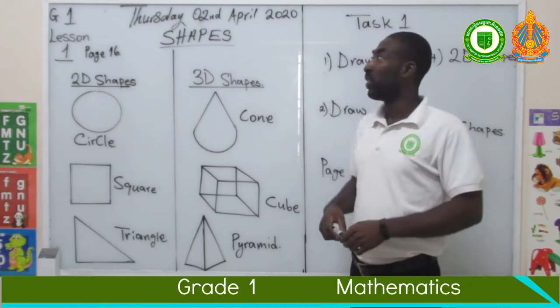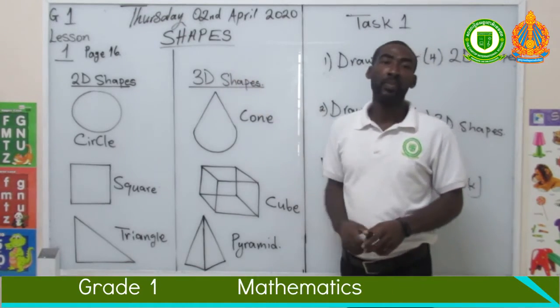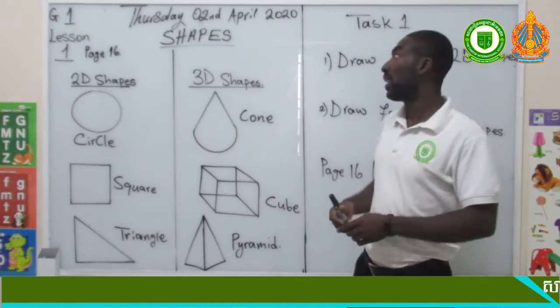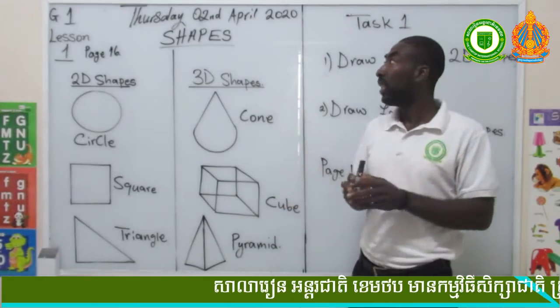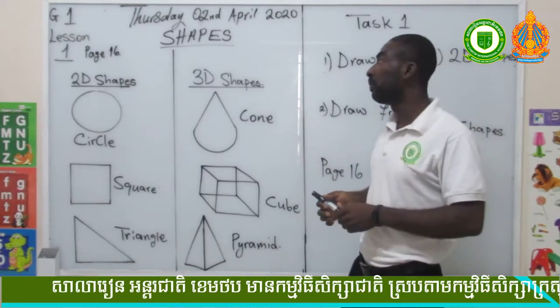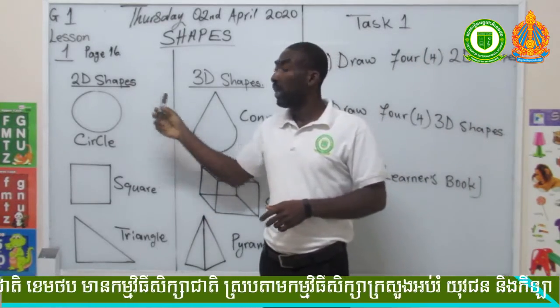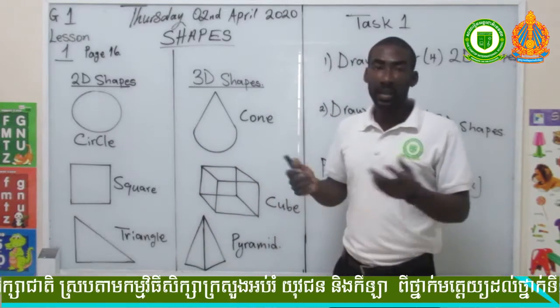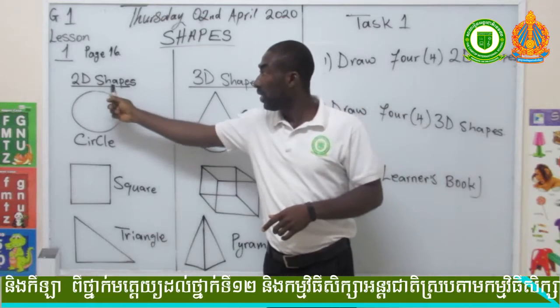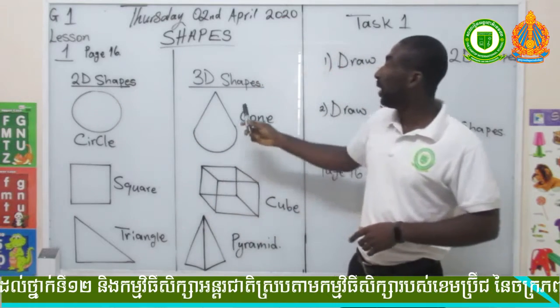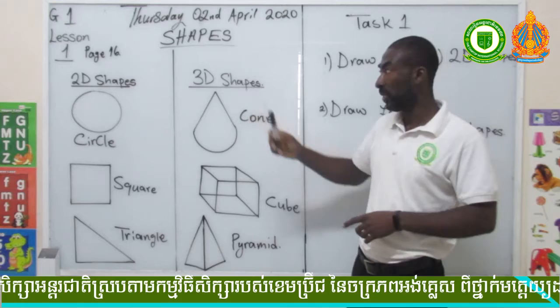Today our lesson is on shapes. When we say shape, it means how something looks, the design, how it appears, okay? For now, we'll look at two different types of shapes. We'll look at 2D shapes, and then we'll look at 3D shapes.